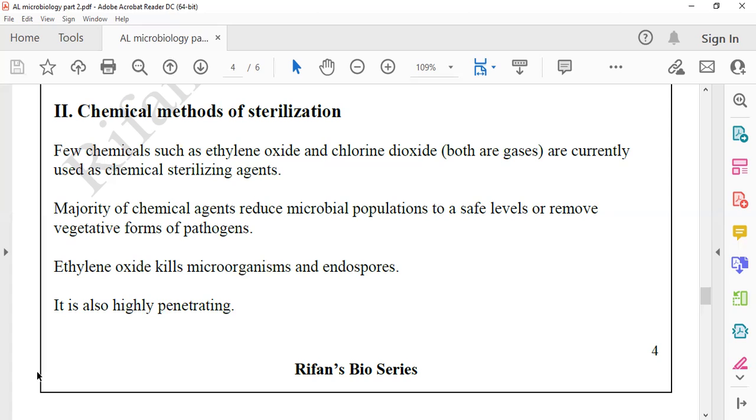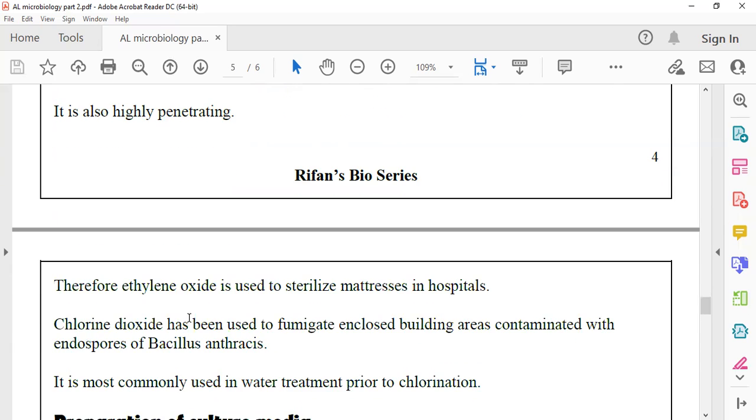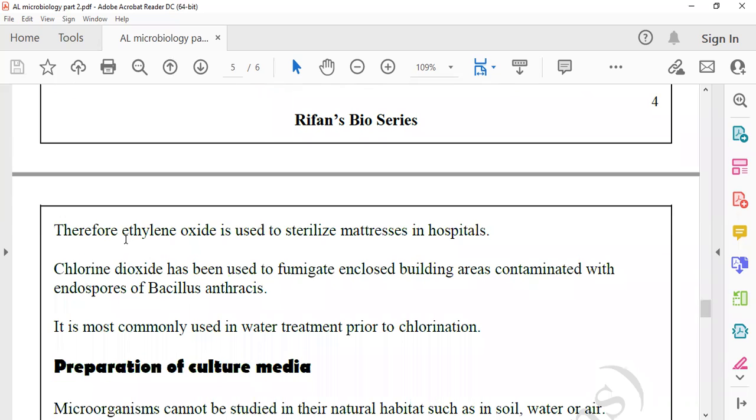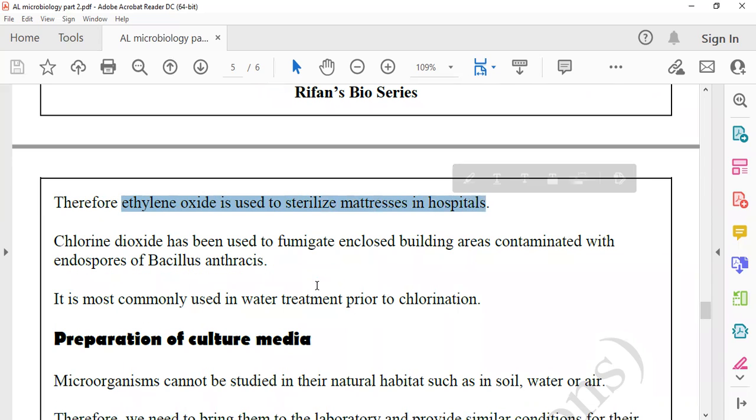Among these, ethylene oxide will kill the microorganisms and their endospores also. It is also highly penetrating. Due to this reason, ethylene oxide is used to sterilize the mattresses in hospitals.